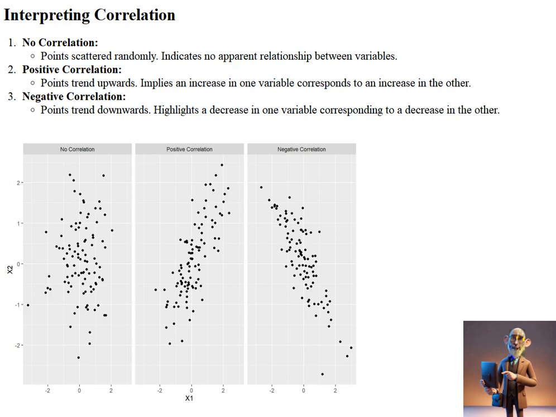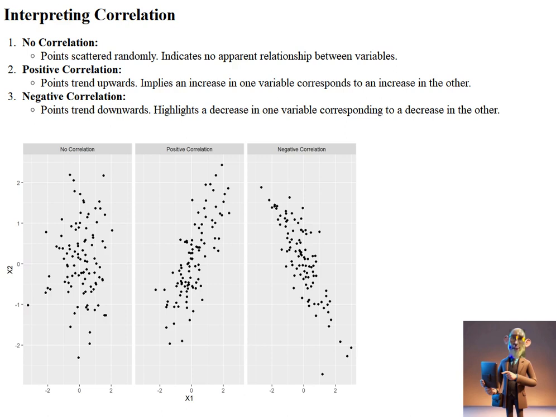Now, moving on to positive correlation. As you examine the scatter plot for this scenario, you'll see that points trend upwards. This implies that as one variable increases, the other variable also tends to increase. It's a positive dance where both variables move in harmony. Conversely, in the case of negative correlation, the scatter plot reveals points trending downwards. This signals a situation where an increase in one variable corresponds to a decrease in the other. It's like a seesaw effect, where one goes up as the other goes down.